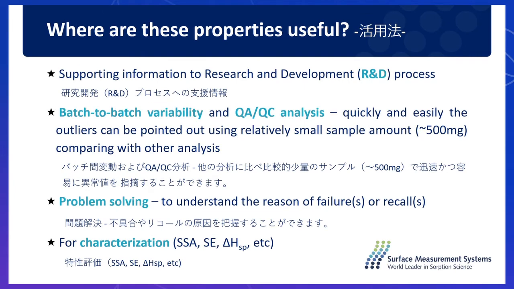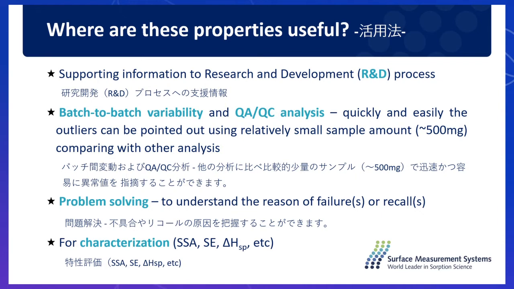All these properties can be useful to support research and development processes, because during research and development, it is quite important to characterize your solid materials. Also, if you perform different modifications or functionalization on the solid, it is important to know how this treatment affected the surface. You can also use the instrument and the surface properties to determine batch-to-batch variability.